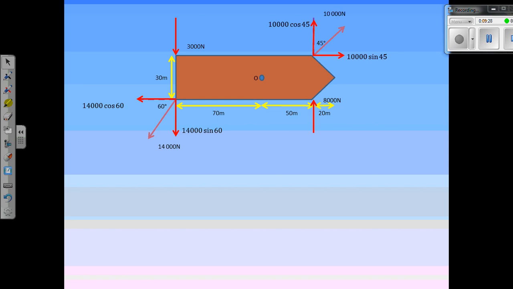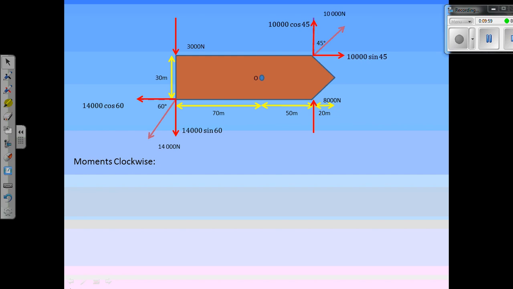Now let's have a look at the clockwise moments. These are the arrows which are going to go around in the clockwise direction. It's going to be that one there, because if we take the pivot point as the center, it's going to go round like that. That's nice. That one there is going to be clockwise because that's going to go round like that. And that is it, actually. They're the only two clockwise moments.